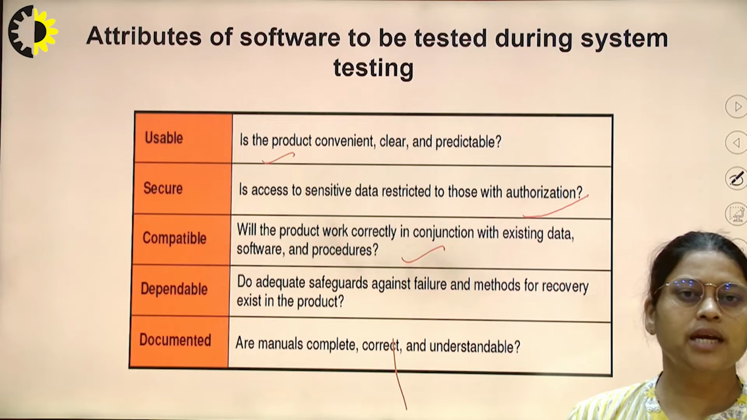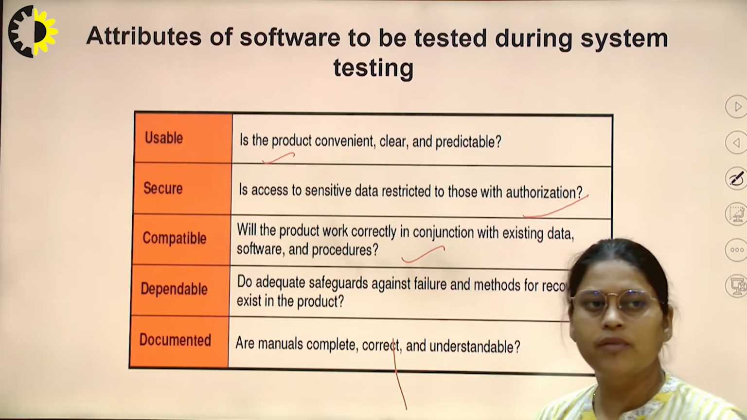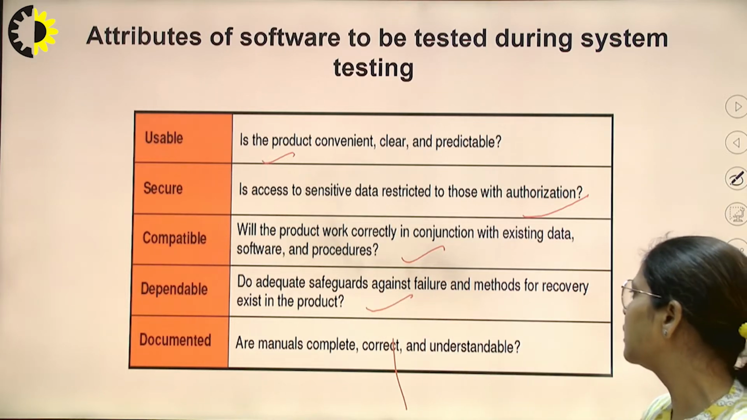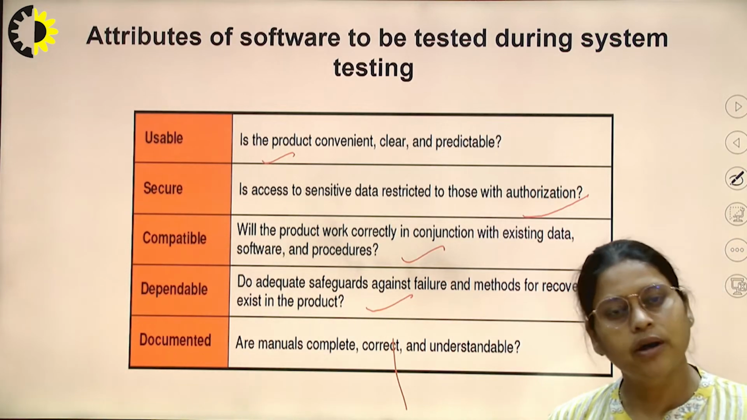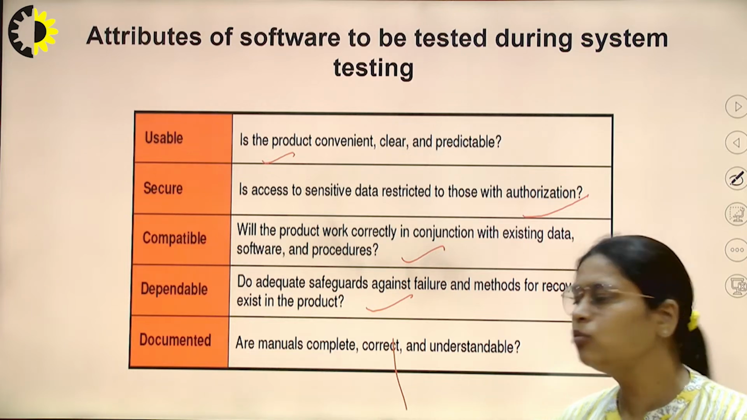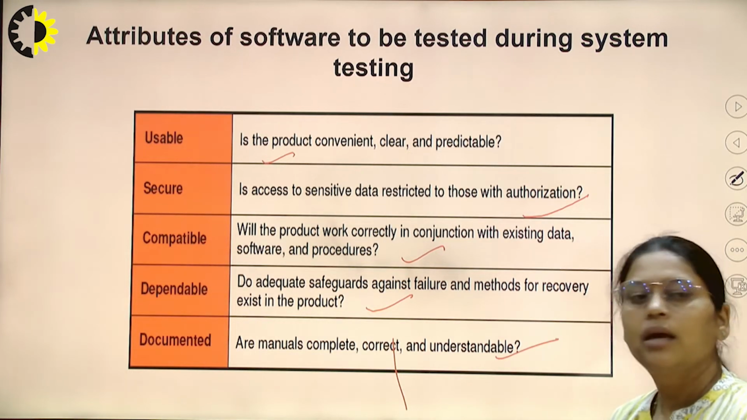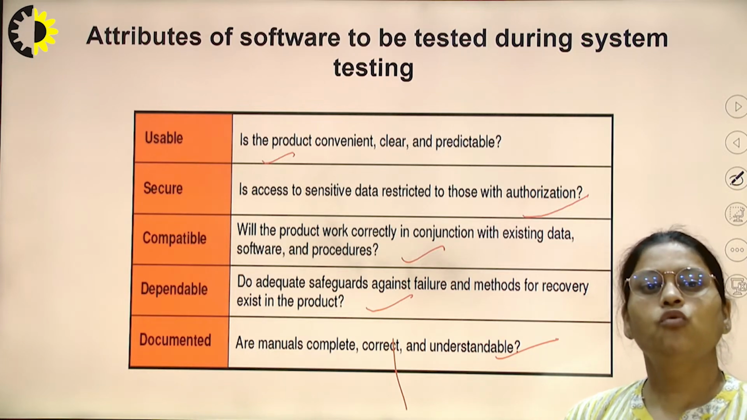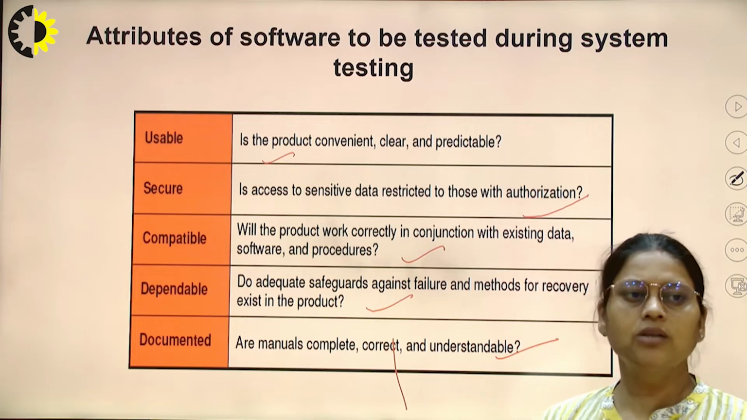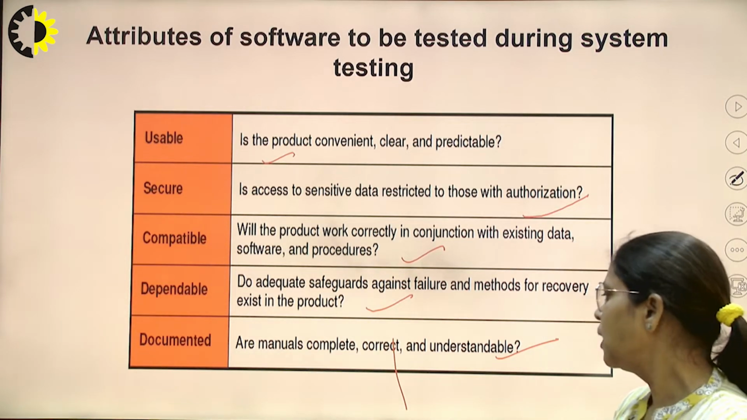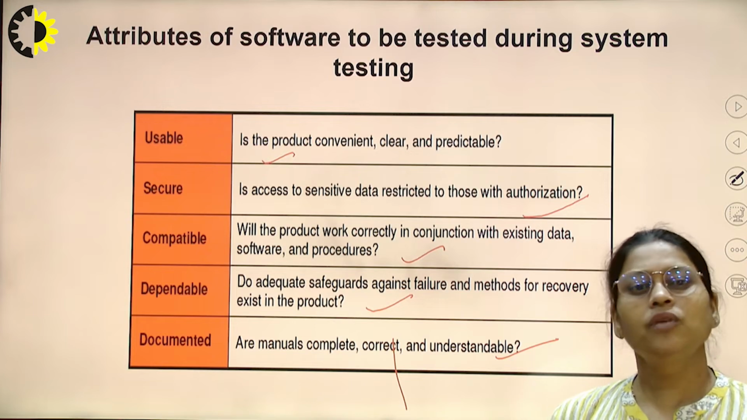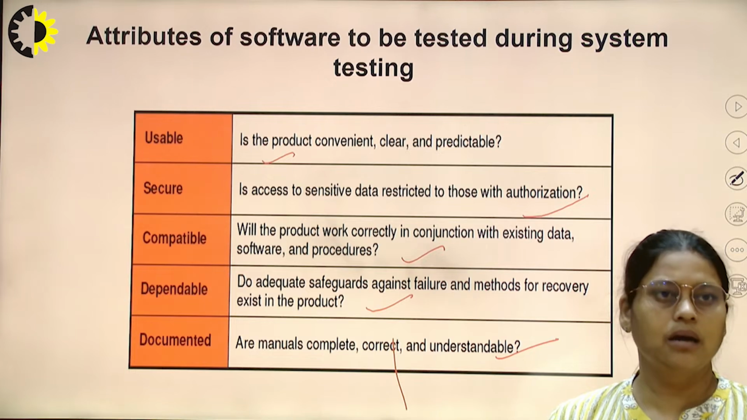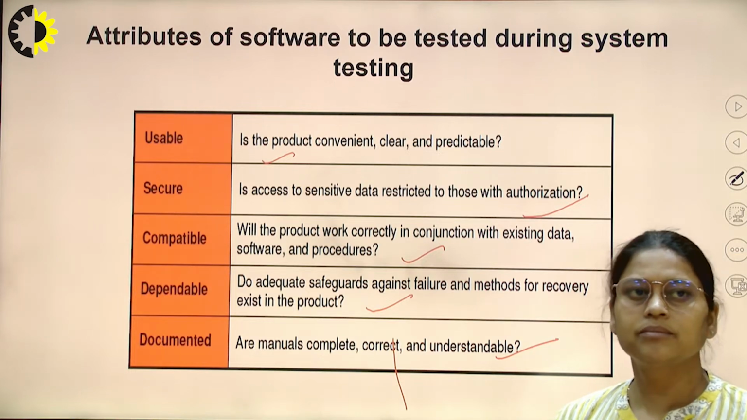Now we check the dependability of the software. We check whether adequate safeguards against failure and methods for recovery exist in the product or not. And finally, we check the documentation part, as the customer needs user manuals for using the software. Are the manuals complete, correct and understandable? So we check all these things in the system testing phase.